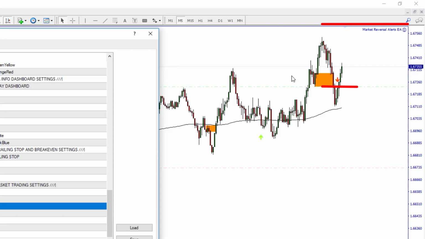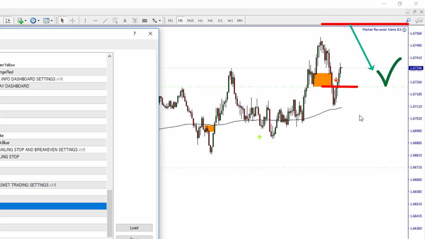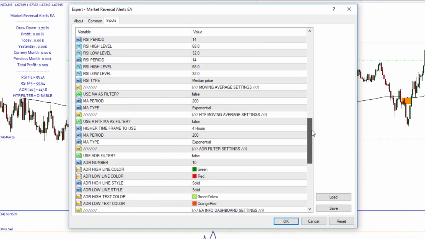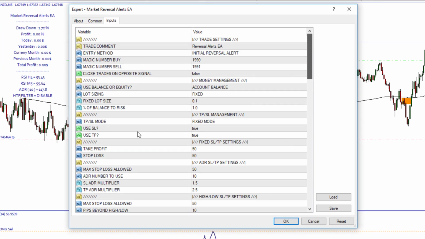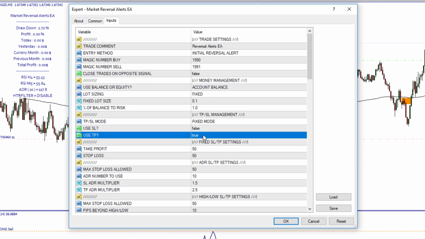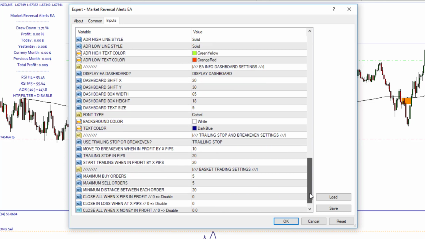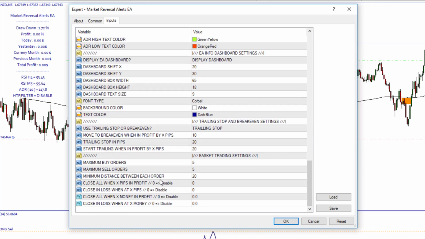The EA will continue to do that for you, building a position in the market, waiting for the market cycles and prices to push back in the opposite direction, and then it will get out of your trade. Now, with the basket settings, you can use the stop loss and TP settings, but typically what you would do when you are basket trading is you would set your TP and your stop loss to false, and you would use these settings down here to get out of your trades.